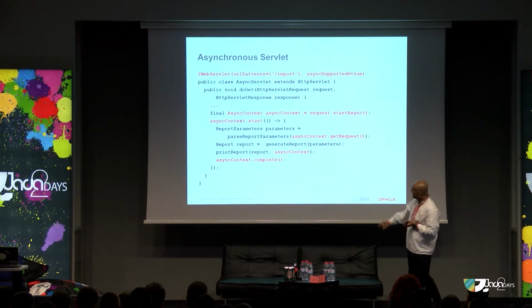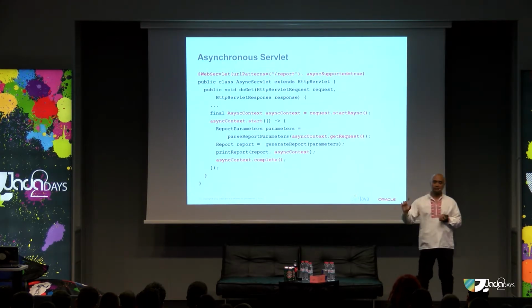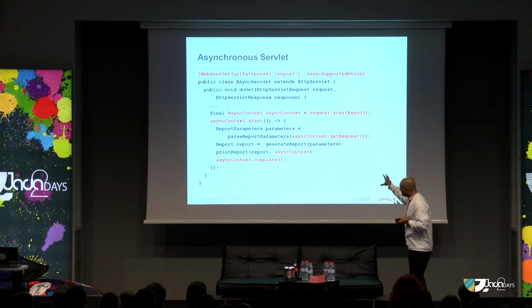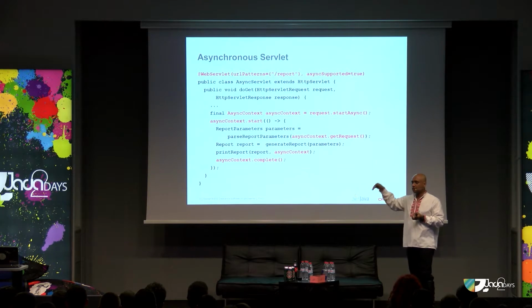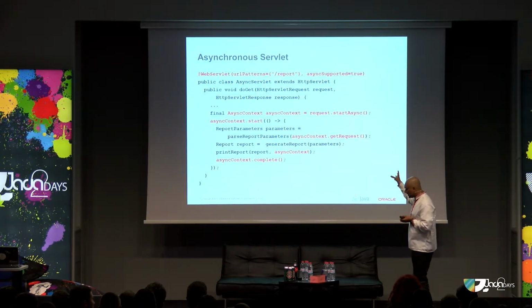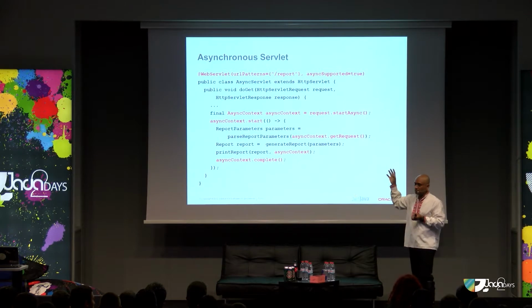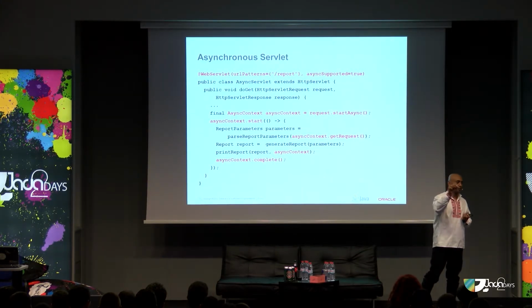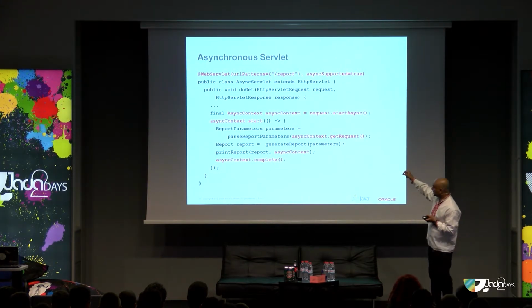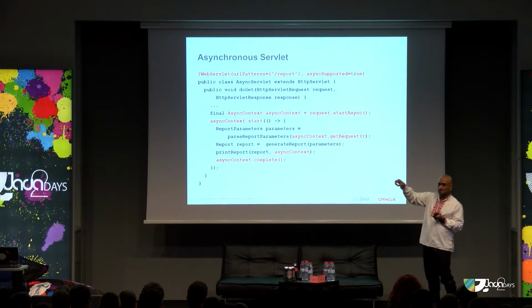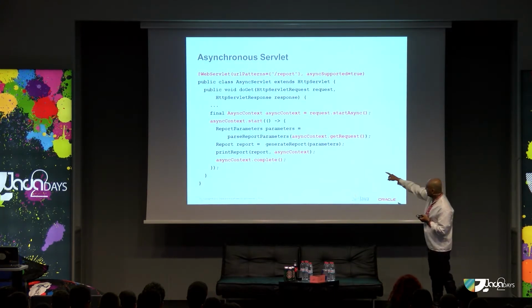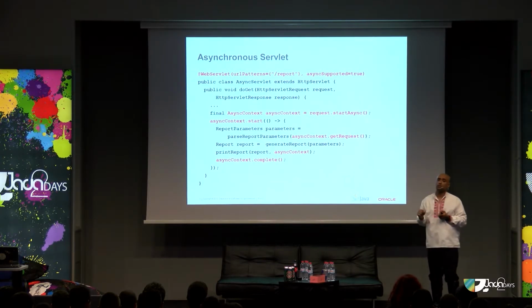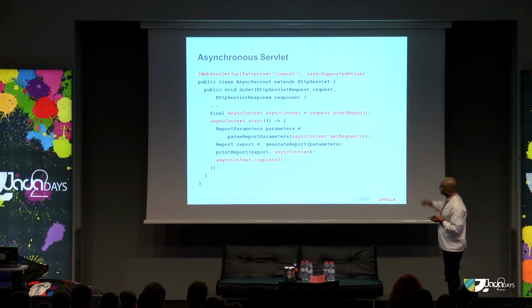And that is why you need the async supported equals true flag. What this does is tell the servlet container for this particular servlet, do not close the connection when this request thread is returned back to the pool. Even when this doGet method returns, hold on to the connection. Do not close it. And how do you get a handle back to that connection that is likely passivated to disk? Well, you have a handle to the async context object.